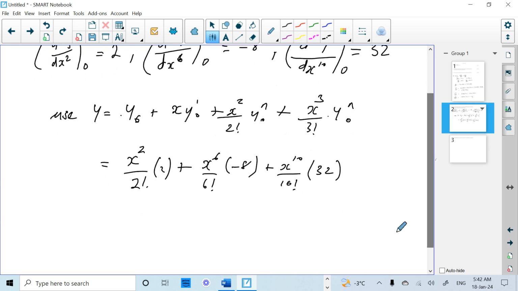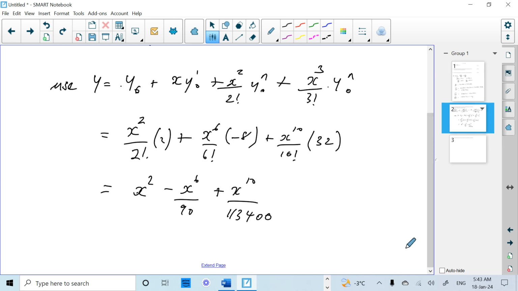So, tidying that up, that gives us x squared minus x to the 6 over 90, plus x to the power of 10 over 113,400. And that's part B done, for 4 marks.